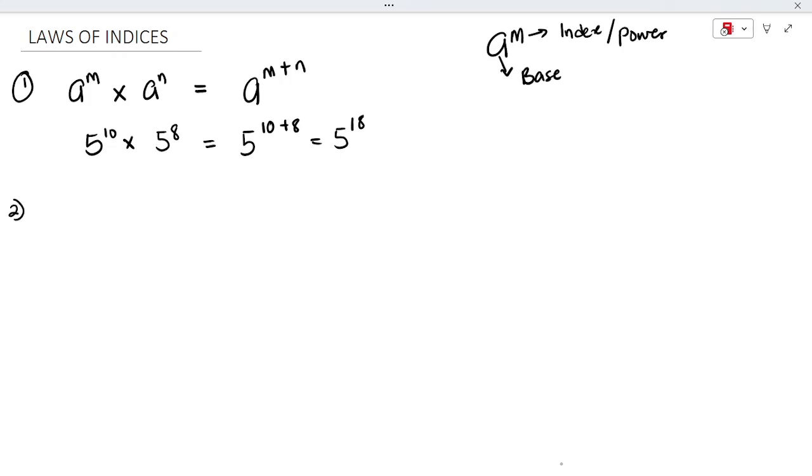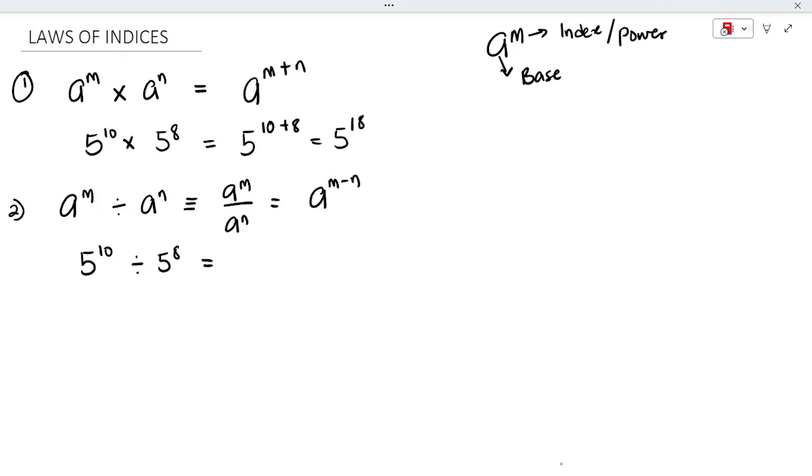Number 2, the law of division. It says when you are dividing 2 indices, again, and the bases are the same. Now this can be written like this, or it can also be written like this: a raised to power m over a raised to power n. They both mean division. So when you are dividing, again, you check out the base. If they are the same, you pick one, and then because it's division, you subtract the powers. So an example using the same generic one we have over there: 5 raised to power 10 divided by 5 raised to power 8.